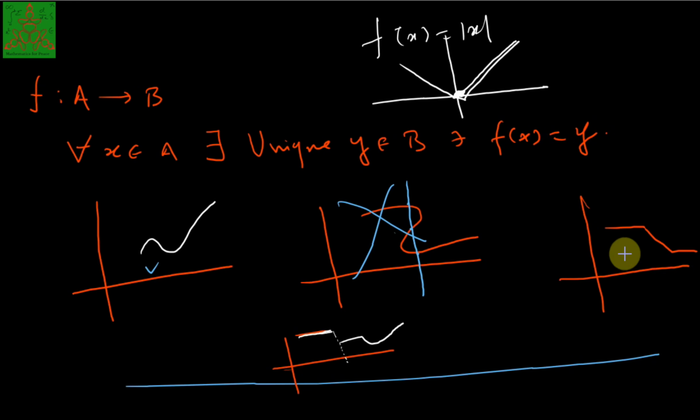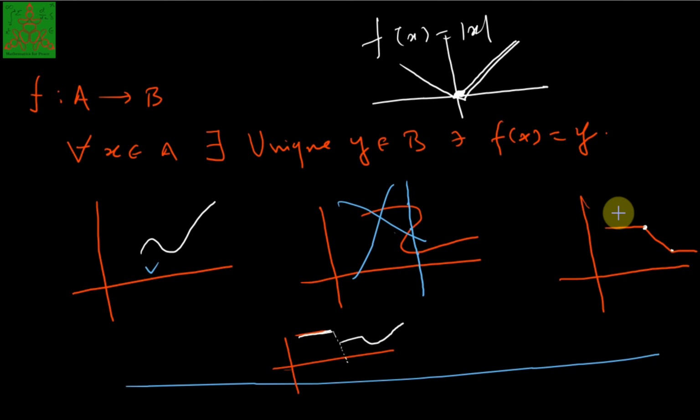But in this graph, you can see that at this point the function has a corner. So at this point, the function is not differentiable. Here there is also one corner. So at these two points, this function is not differentiable. So by looking at the graph, you can say whether the function is differentiable or not differentiable. That is the most important thing that I have talked about.